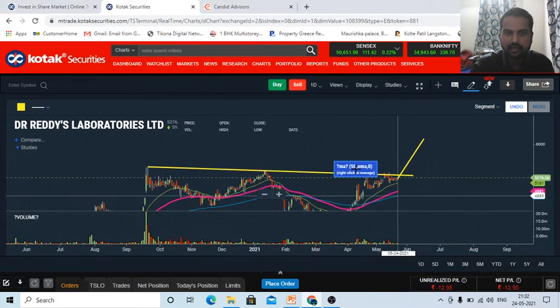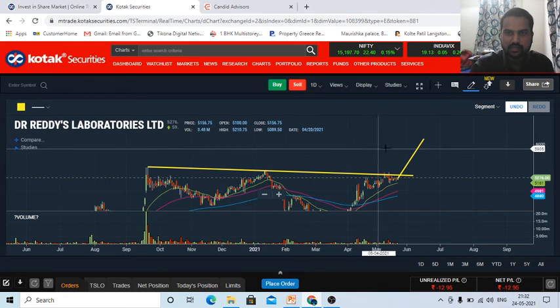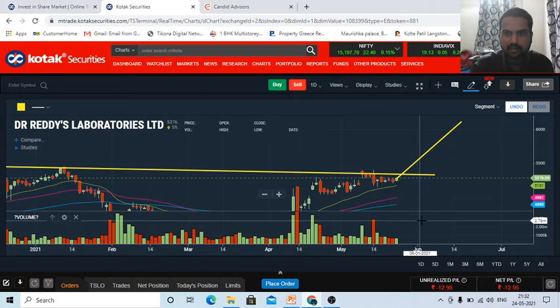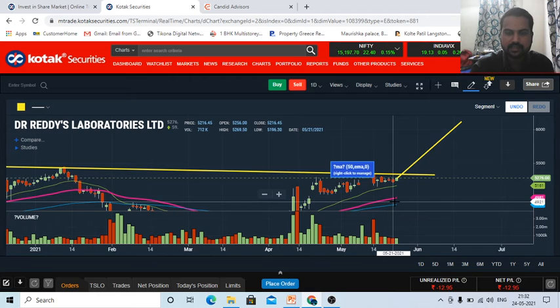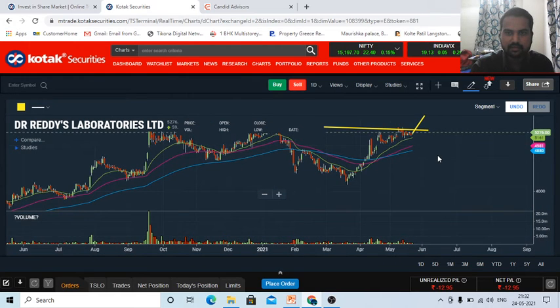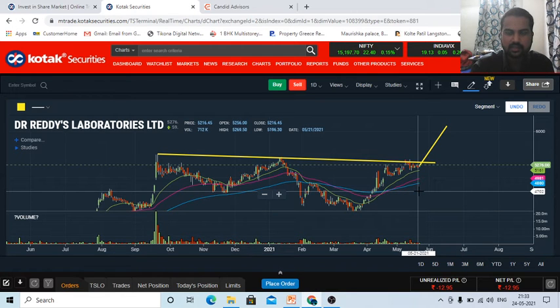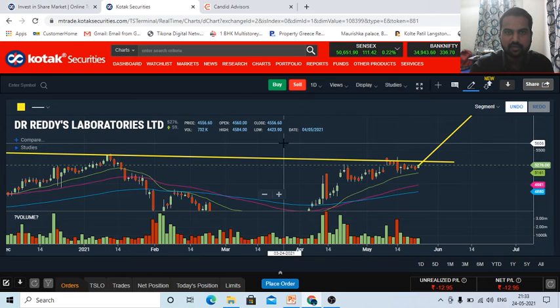And the target can be, 5500 was the resistance zone, so approximately 6000 to 6100 will be my target. The current market price is 5276, so there is an upside of 20%. It is a decent risk reward ratio, and I think the probability of this trade working out is also very high. So this was the chart pattern that was visible on Dr. Reddy's. I hope this trade gives a decent profit.